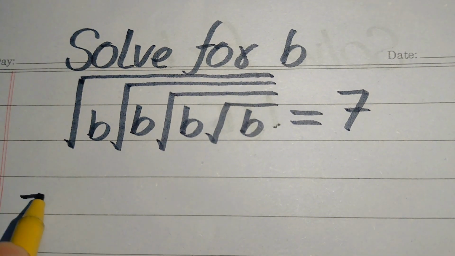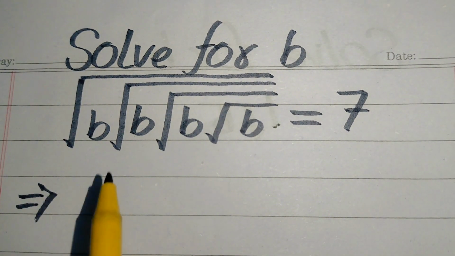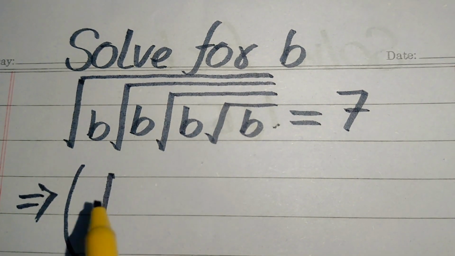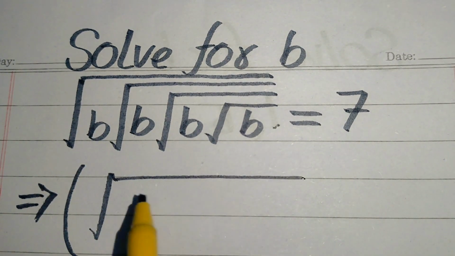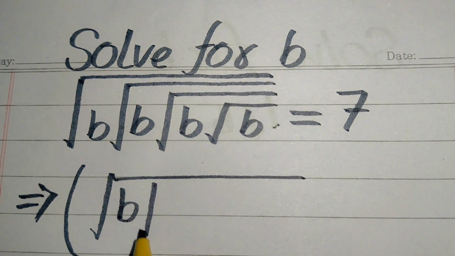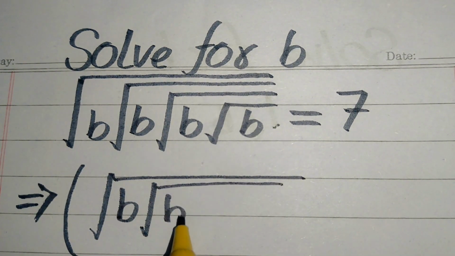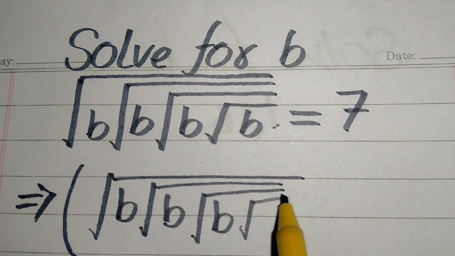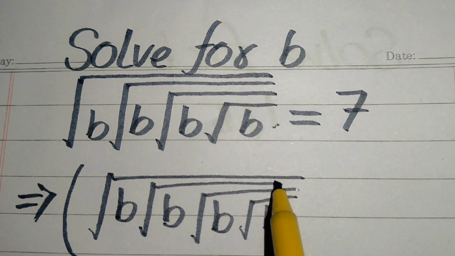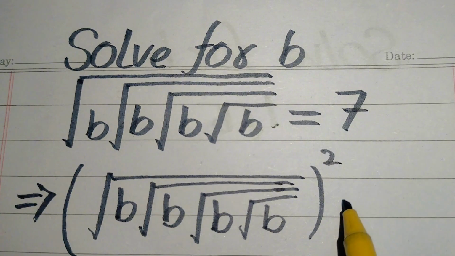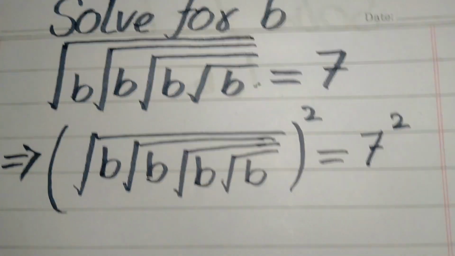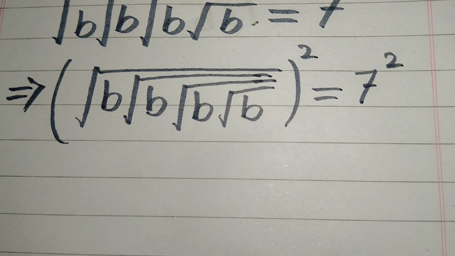For this, first we will take squaring on both sides of this equation. When we apply squaring, it will be written as square root of b into square root of b into square root of b into the square root of b, and its whole square is equal to 7 squared, because we do squaring on both sides.